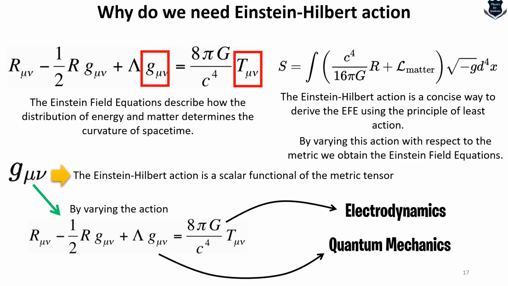In quantum mechanics, why I'm telling, because the action principle, as you know, the Feynman's path integral, the action determines the probability amplitude for different paths. So definitely the Einstein-Hilbert action allows general relativity to be incorporated into quantum field theory or frameworks.